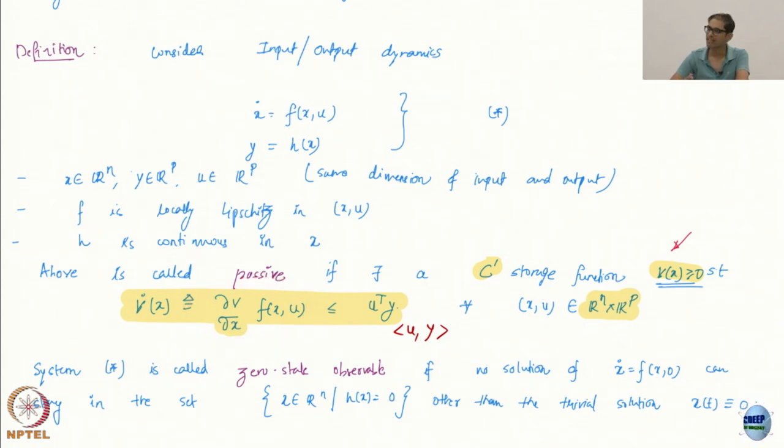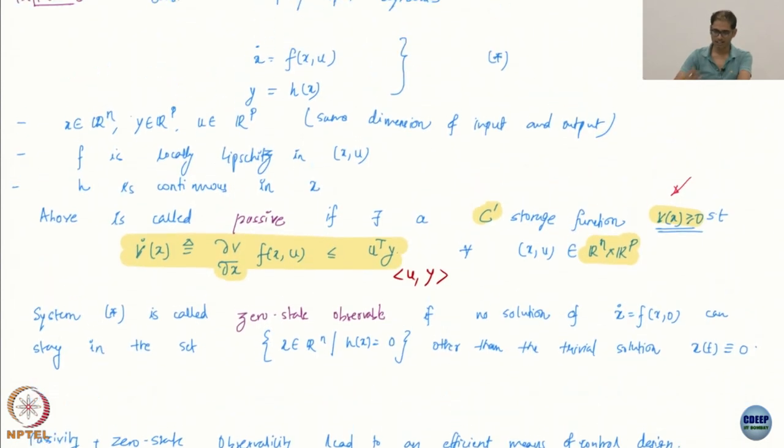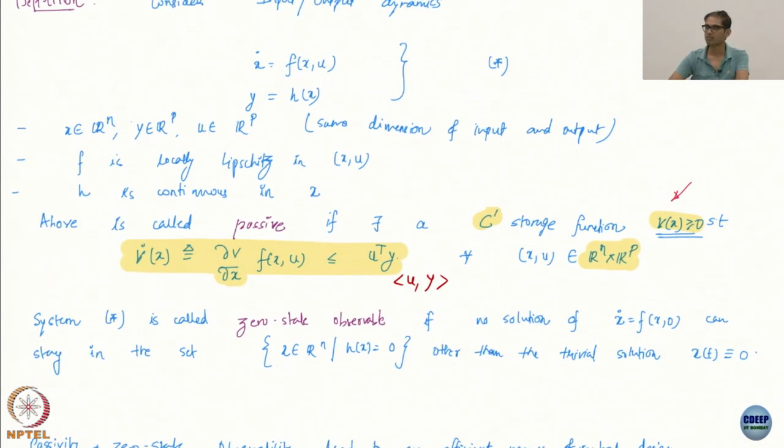So this is, as you can see, a very intrinsic system property. It has nothing to do with how you choose control or strict feedback form or anything like that. But a lot of mechanical systems possess this property, which is the cool thing. Let's not worry about that for now. Passivity itself is not enough for us to give stable controllers.